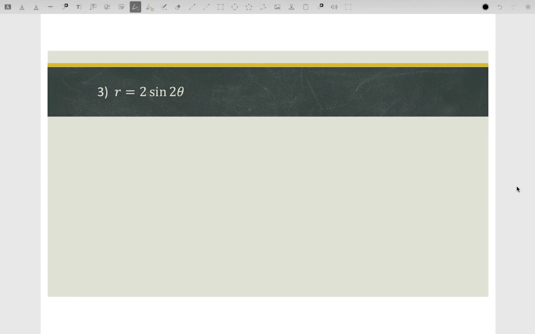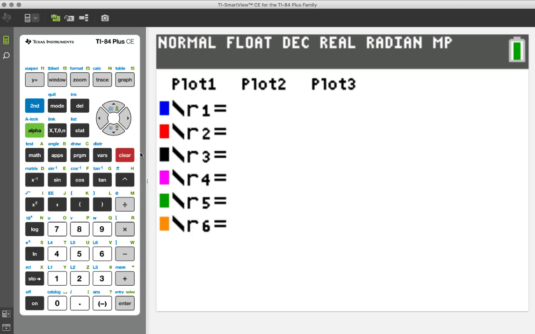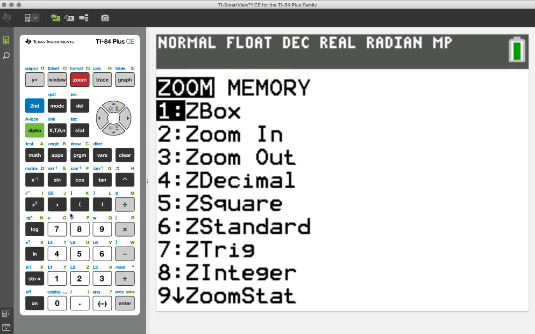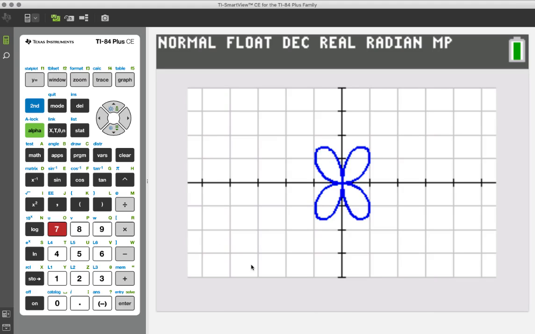In our last example, we're simply asked to find the arc length of r equals 2 sine 2 theta, thereby implying that we want the entire arc length. So let's take a look at it first so we know what it is we're trying to find. Let's clear out what we had for R1, and we have 2 sine of 2 theta. Let's try zoom trig to start. We get a nice rose.